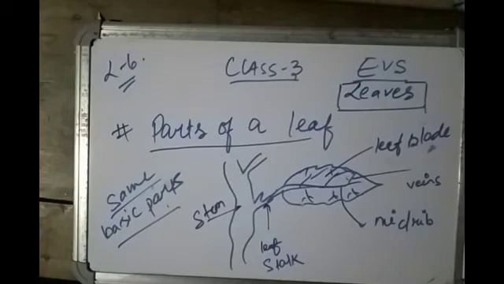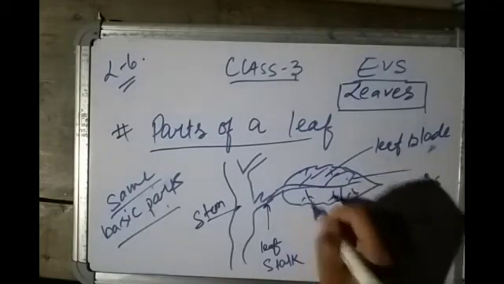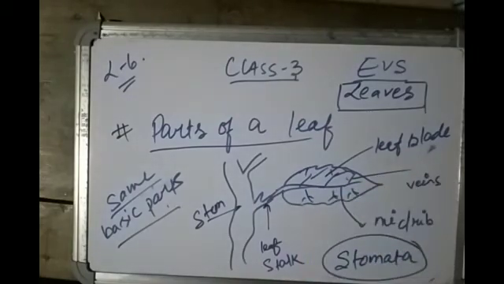And one important point is also given in the last line. There are small openings called stomata. Small openings called stomata are present on the underside of the leaf, which help in the exchange of gases, water vapor and carbon dioxide. So you will learn about the function of stomata in higher classes.